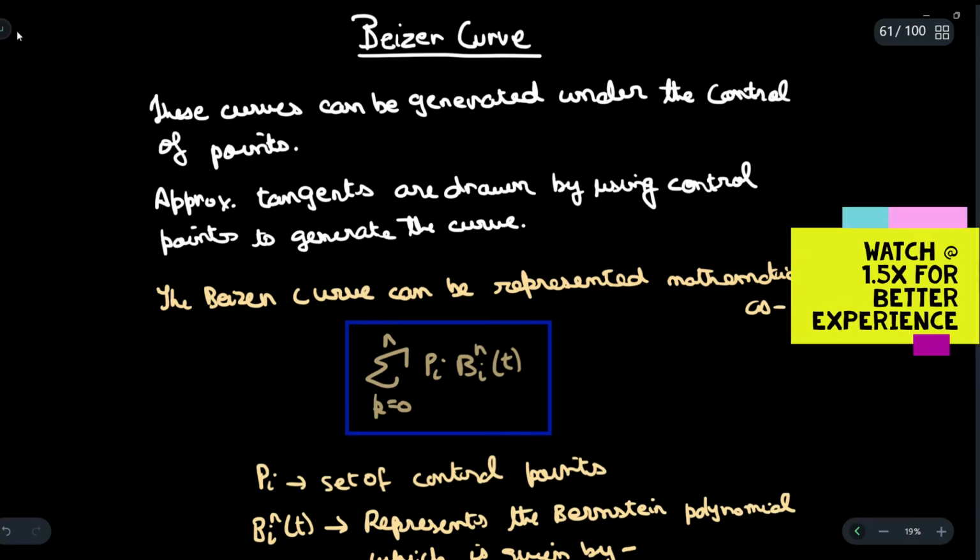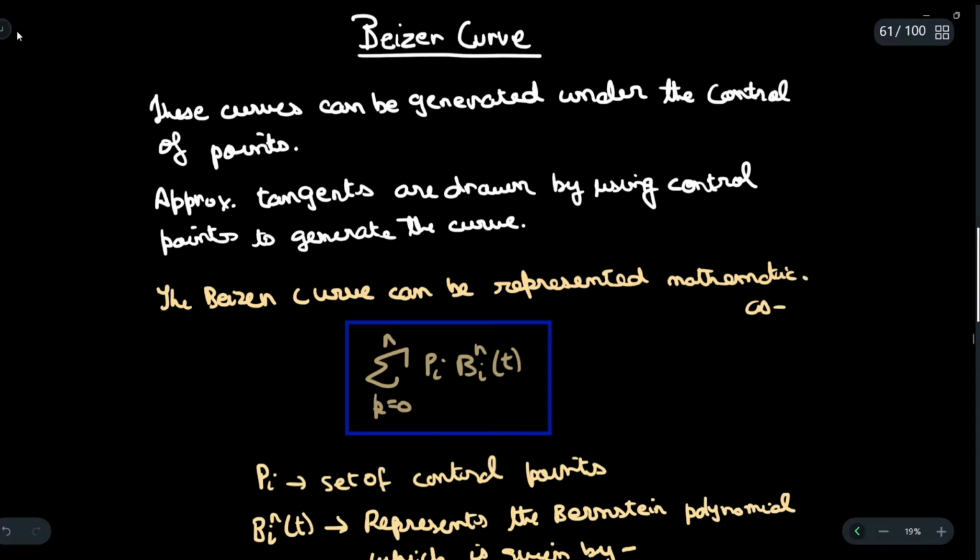Hey guys, so today we are going to discuss Bézier curves, that is, how these curves can be generated under the control of points. Certain points are used in order to generate these curves. Now let us see what approximate tangents we can use to draw the Bézier curve. Tangents are drawn by using the control points to generate the curve.